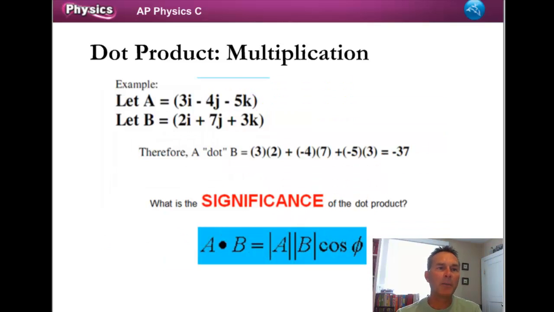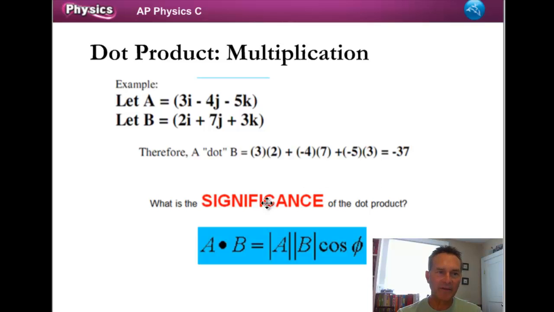Let's look at this example here. Here I know the components. A has 3i, minus 4j, and minus 5k. B has the components of 2i plus 7j plus 3k. So I'm going to multiply the 3 and 2 together here. I'll multiply the negative 4 and 7 here. Multiply the negative 5 times the 3 here. And all I have to do is add those up. So the dot product of A and B will be equal to negative 37.